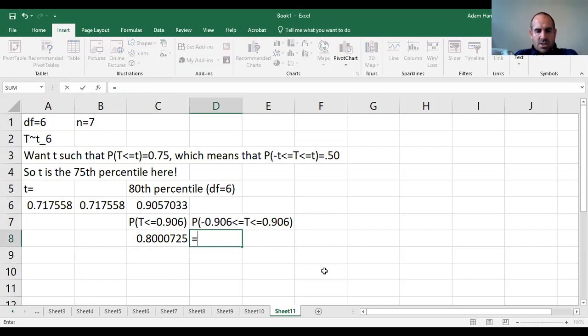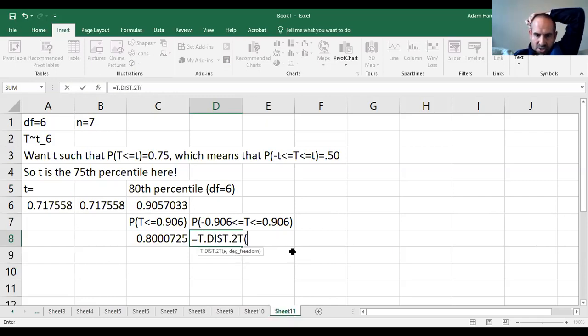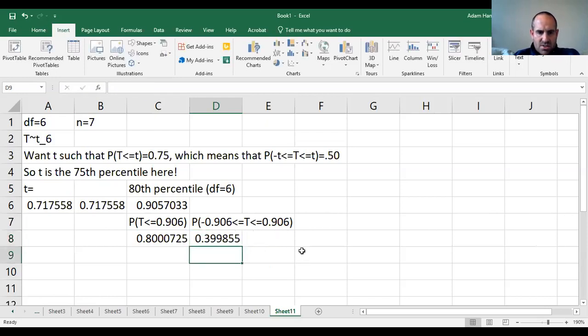So equals t distribution. Let's do the 2-tail situation here. What's our x? 0.906, degrees of freedom 6. That's giving me the percentage of data that's in the 2 tails. I see. So this is giving me the percentage of data that happens to be in the 2 tails, which is 40% in that particular case.